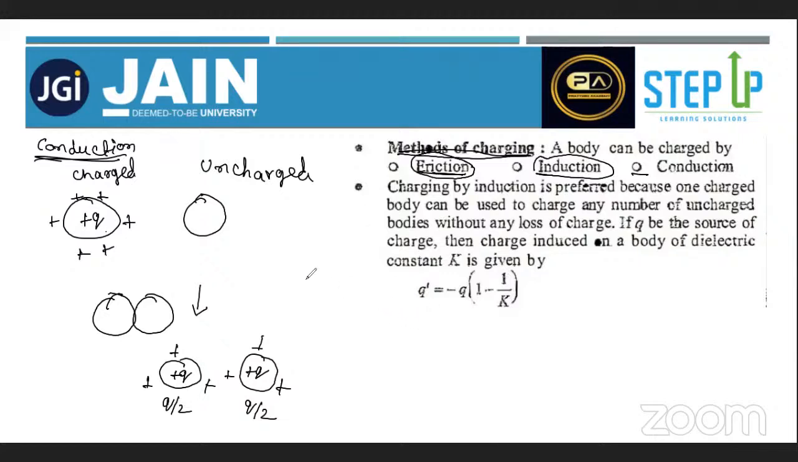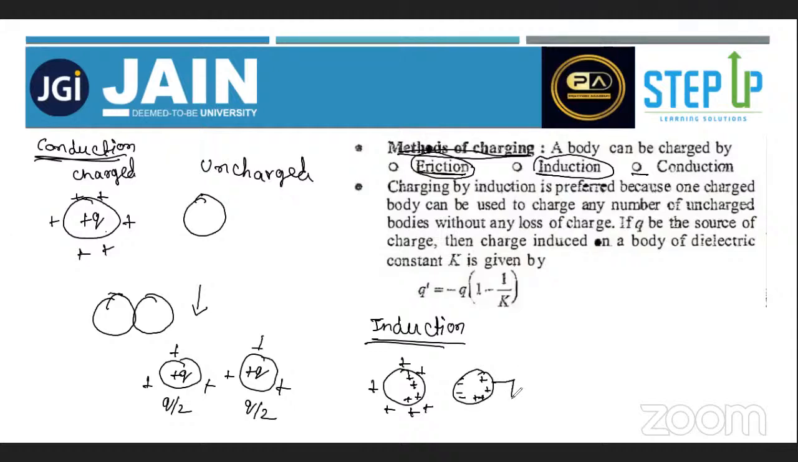Next, when I'm talking about induction, again we have a charged body and an uncharged body. What happens? We don't bring them in contact. We just try to bring them nearer to each other. If this is having positive charge, all the positive charge of this gets accumulated on this side of the sphere. Because of that, this particular side of the uncharged sphere will start getting a negative charge, and because this is getting negative charge, this end starts getting positive charge to maintain electrical neutrality.